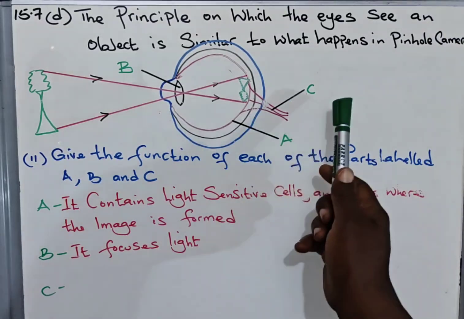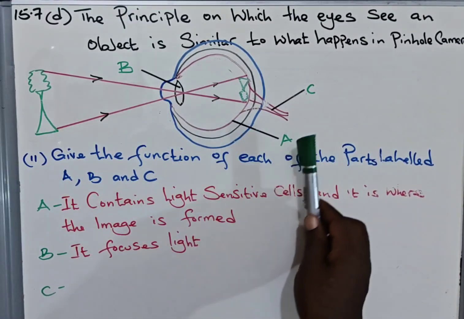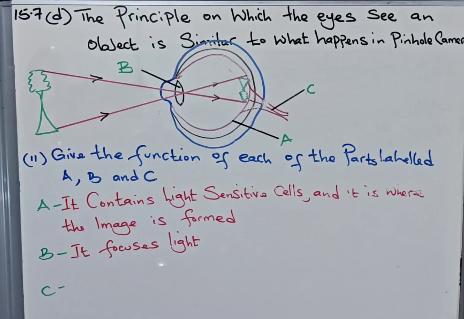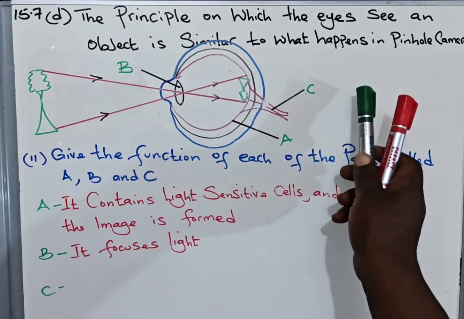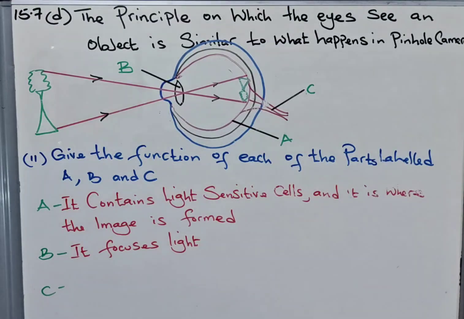Then we come to C. What's the function of C? We said C is optic nerve or optic nerve fiber. And what is the function of optic nerve fiber? This transmits impulses to the brain so that the image can be interpreted.